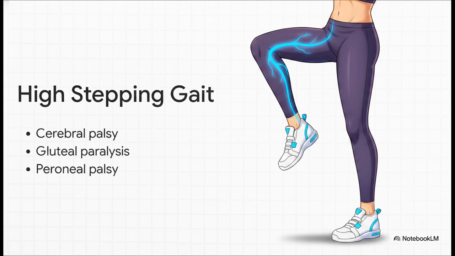This nerve palsy paralyzes the muscles of the anterior leg compartment, leading to a complete loss of foot dorsiflexion. We all know this as foot drop. Because of this, the patient literally has to flex their hip and knee excessively just to lift their foot clear off the ground during the swing phase of walking. It's a pure mechanical compensation.